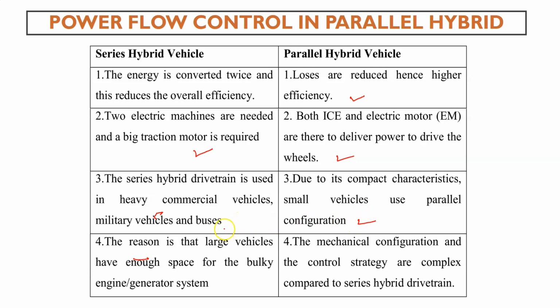Now, the fourth point. In the case of a series hybrid vehicle, the reason is that large vehicles have enough space for the bulky engine power generator system. It is commonly used in large commercial vehicles and military vehicles. In the case of a parallel vehicle, the mechanical configuration and the control strategy are complex compared to a series hybrid drivetrain. Thank you.